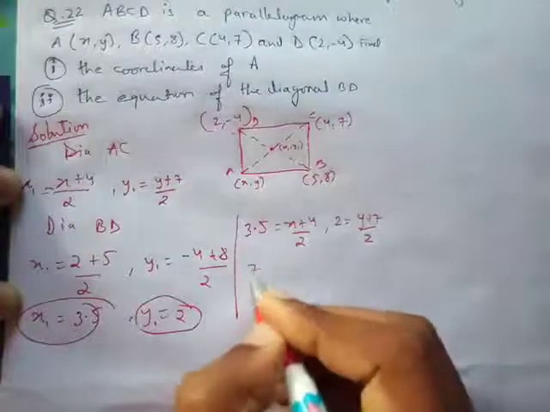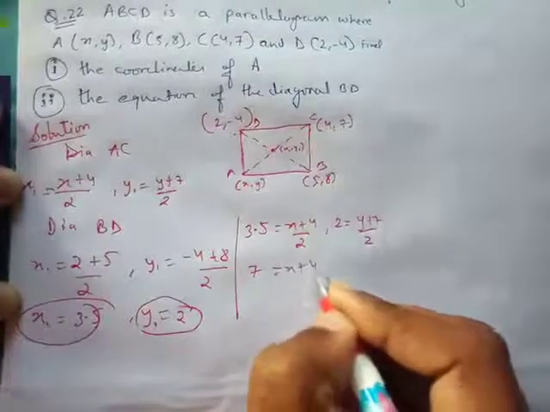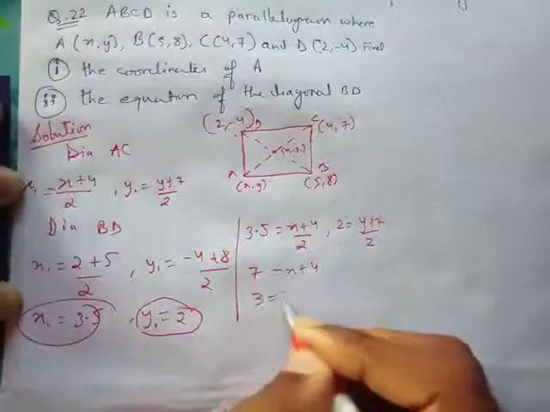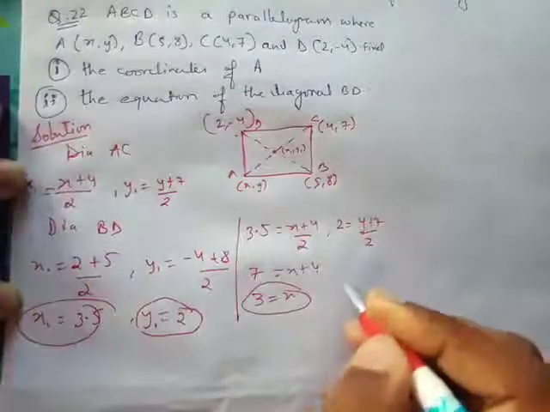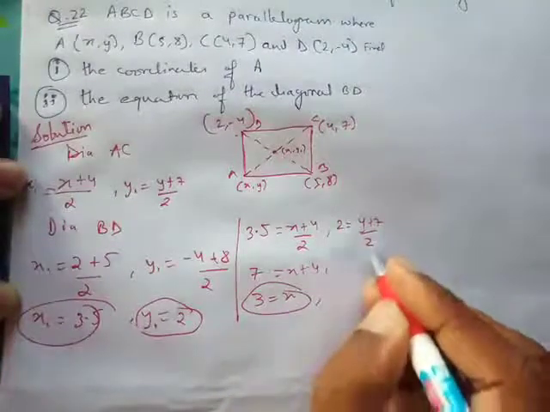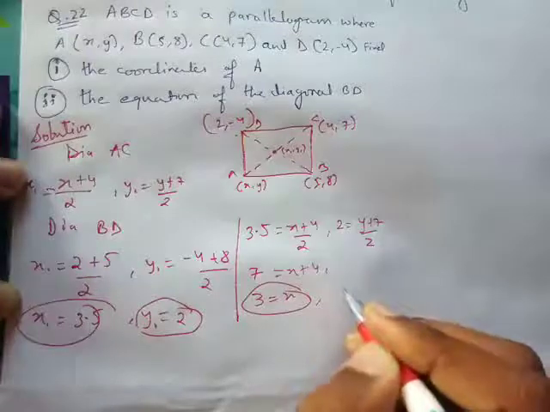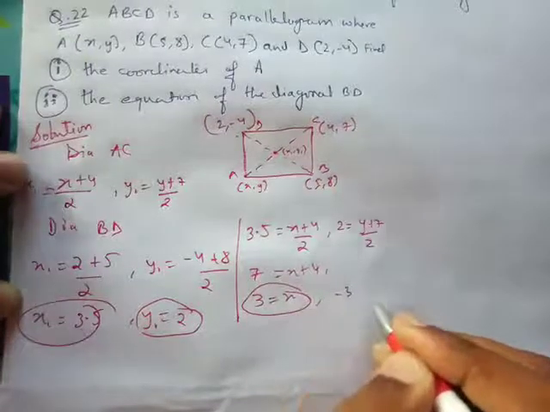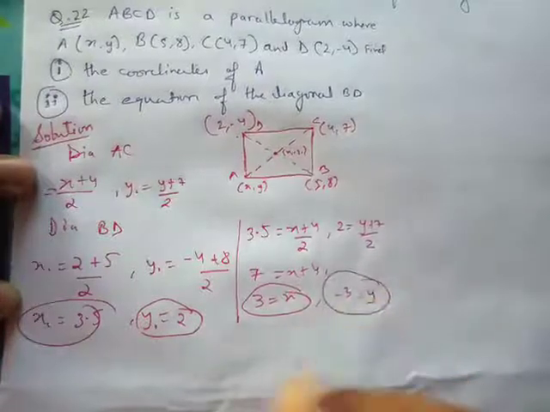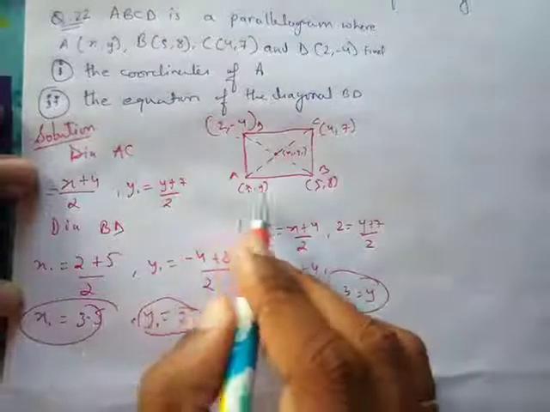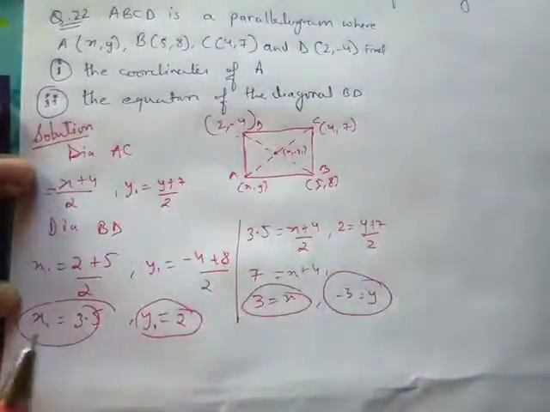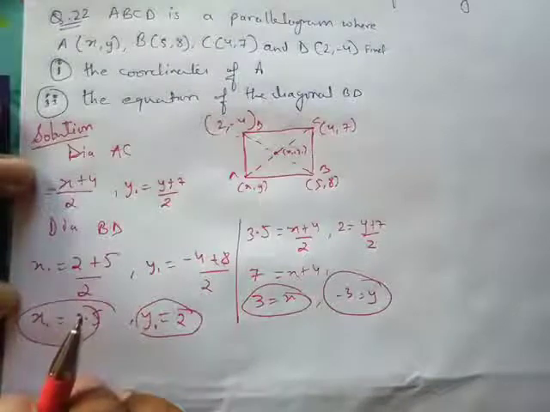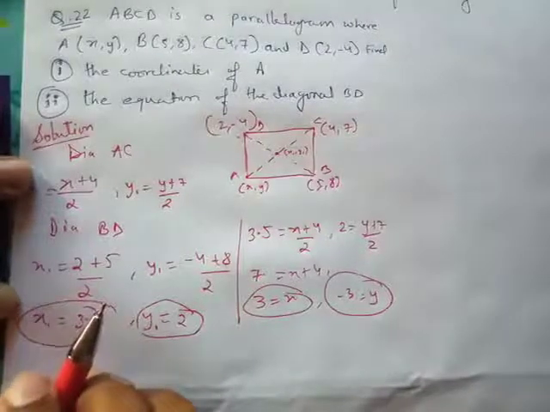You can shift them, it's going to become 7 equals x plus 4. The 4 is going to go on that side and subtract, so x is 3. Then you can also find y: it becomes 4, and then minus 3. So y is equal to minus 3 and x equals 3. So the answer that you got for A is 3 comma minus 3. Okay, the coordinates of this.